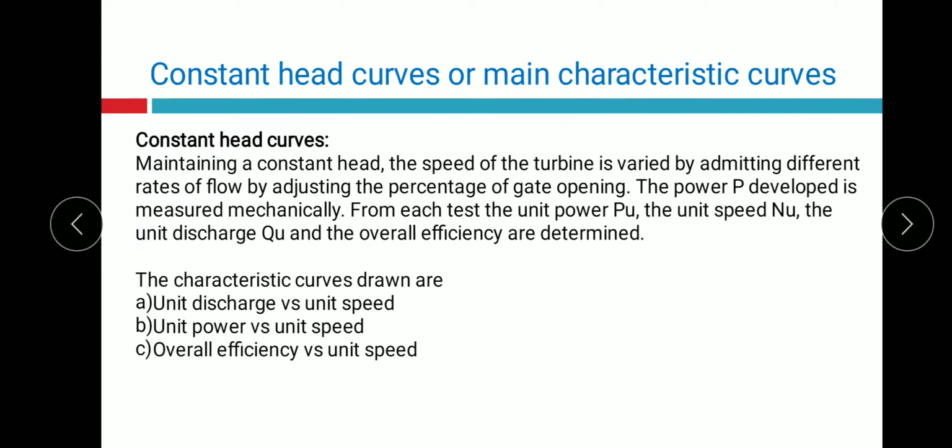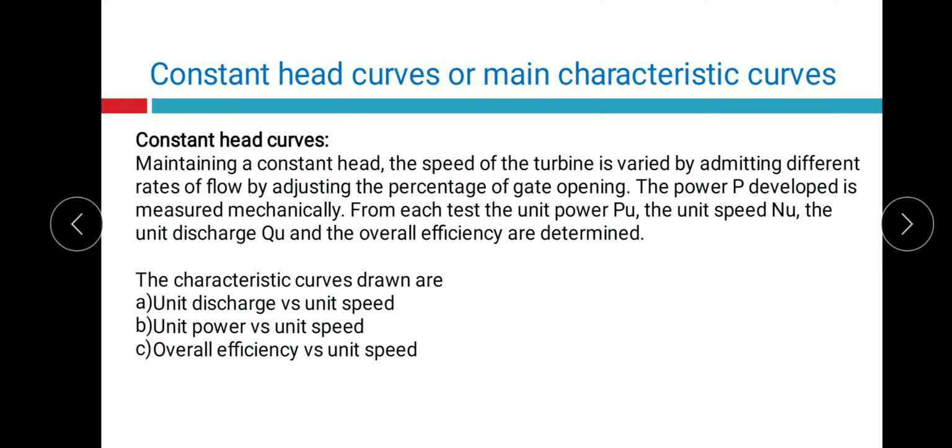So coming to the first one, constant head curves are main characteristic curves. Constant head curves means maintaining a constant head, the speed of the turbine is varied by admitting different rates of flow. Rate of flow is nothing but discharge. By admitting different rates of flow, by adjusting the percentage of gate opening, that is full opening or partial opening, 1/4 or 3/4 gate opening, the power P developed is measured mechanically.